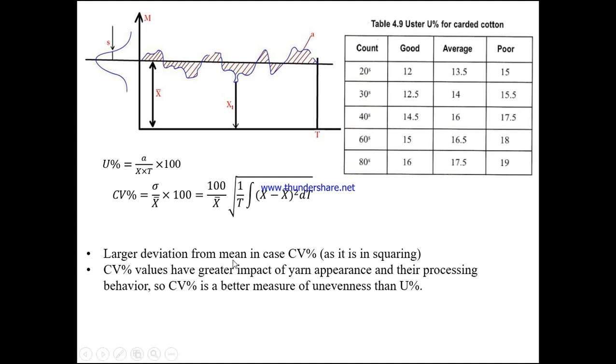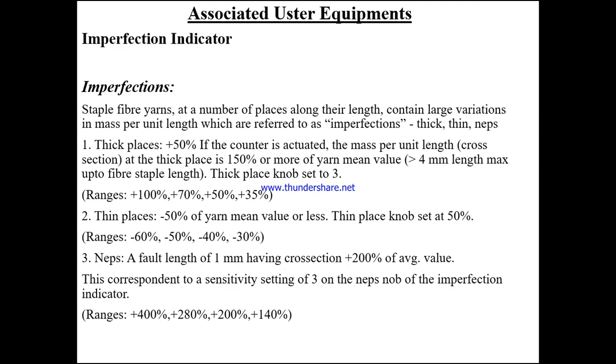Okay, so there is a larger deviation from the mean in the case of CV percentage as it is squaring. So CV percentage values have greater impact on yarn appearance and their processing behavior. So CV percentage is a better measure of unevenness than U percentage. I already discussed in the class why CV percentage is better than U percentage.